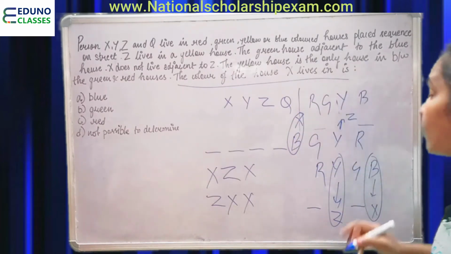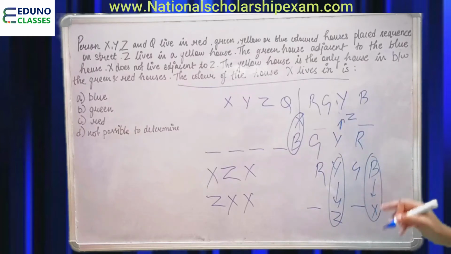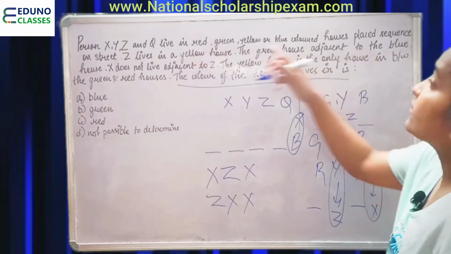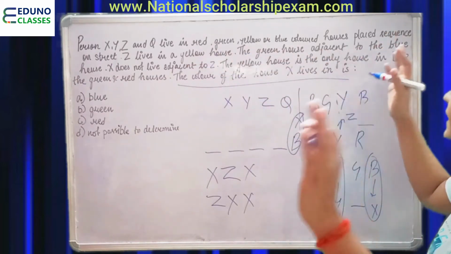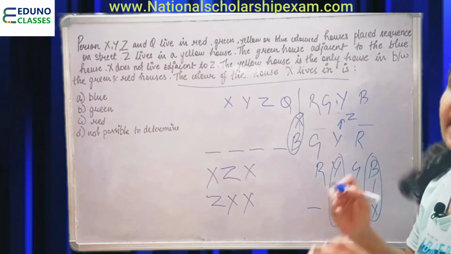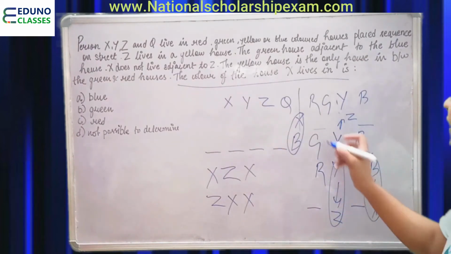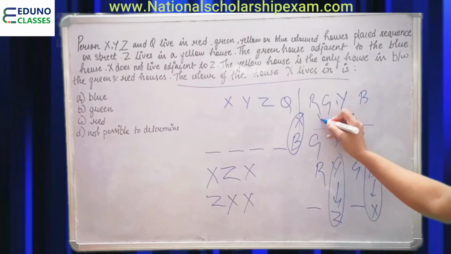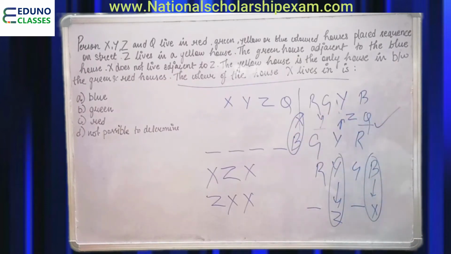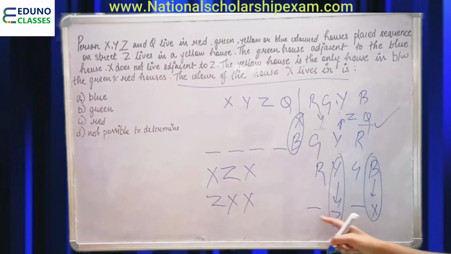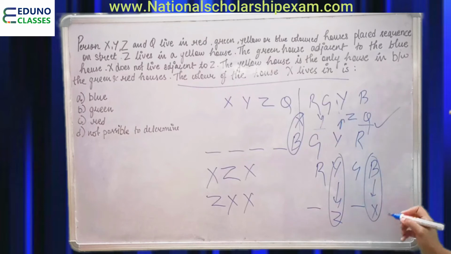Y is fixed by the question. X will always be in the blue house, and we know they live in sequence because it is said these houses are placed in sequence. So X, Y, Z, Q, this is the sequence. Which will fit best? X we have here, then Y, Z, Q. So this is the right sequence. We cannot place it in that other order, so that is not possible.